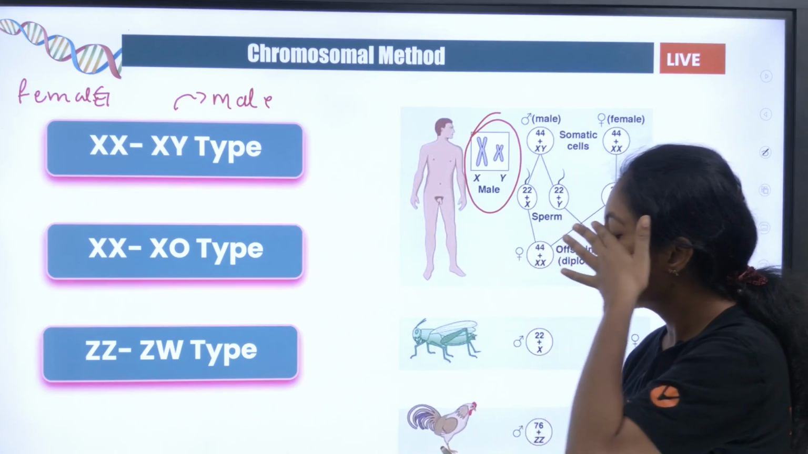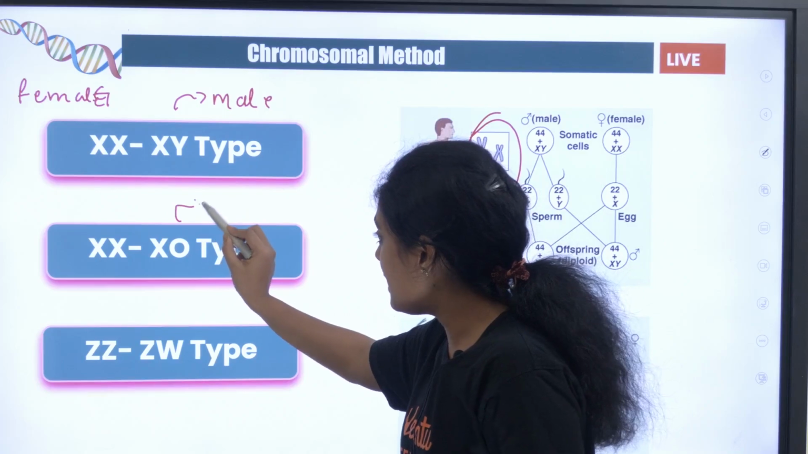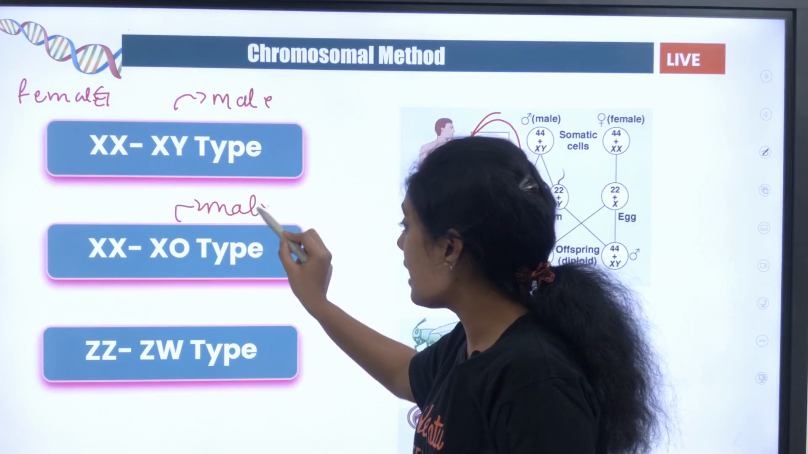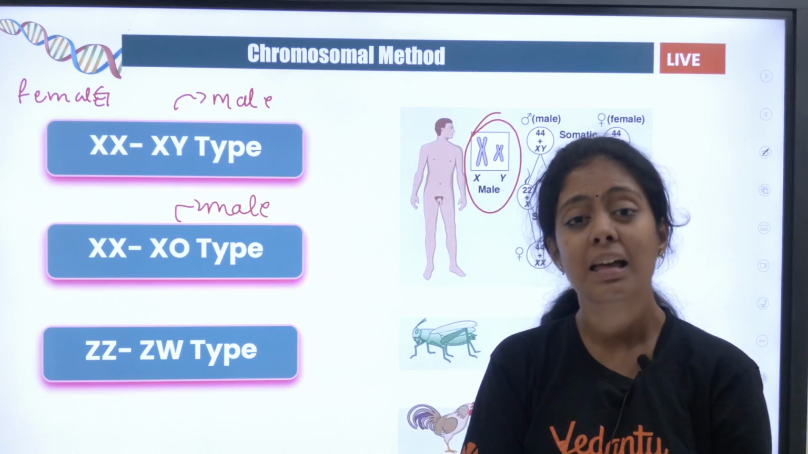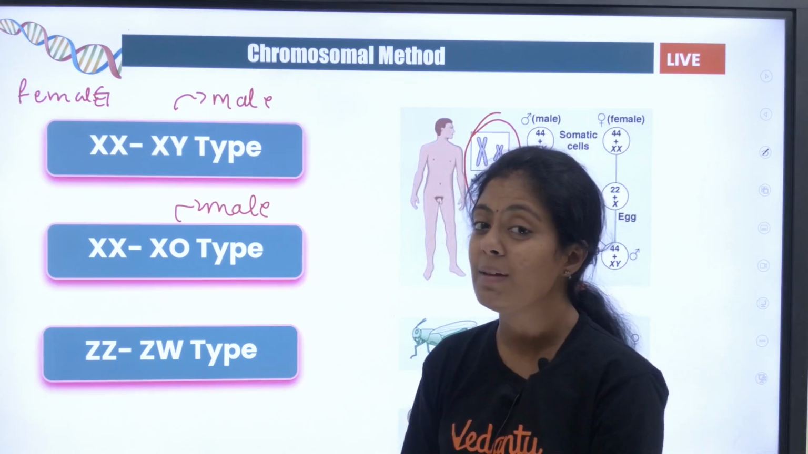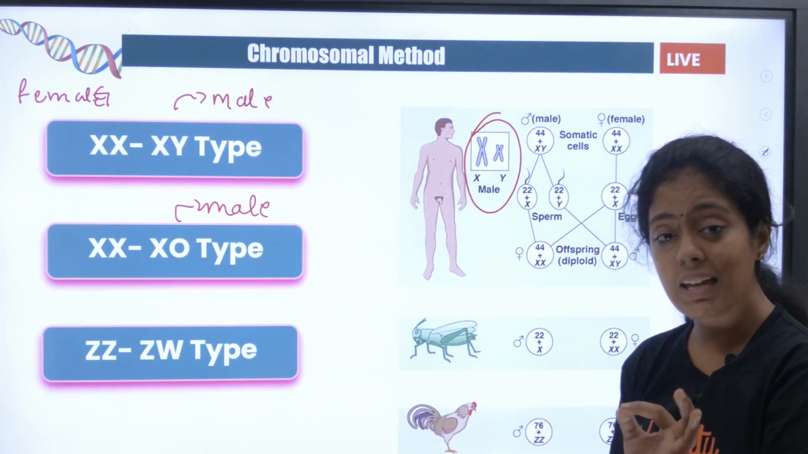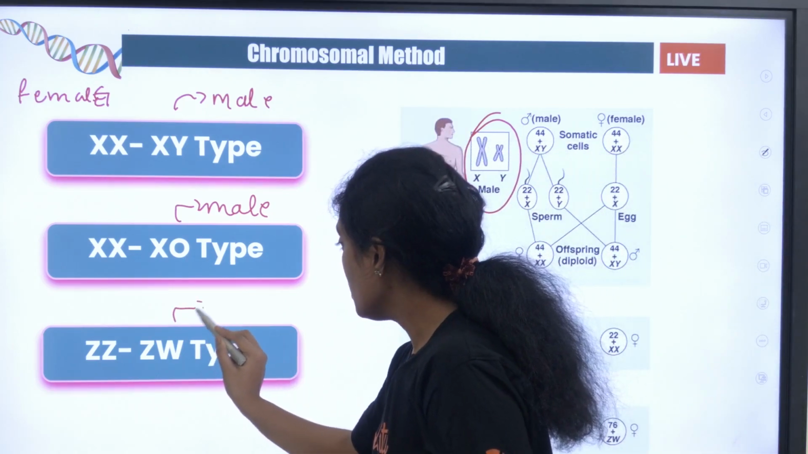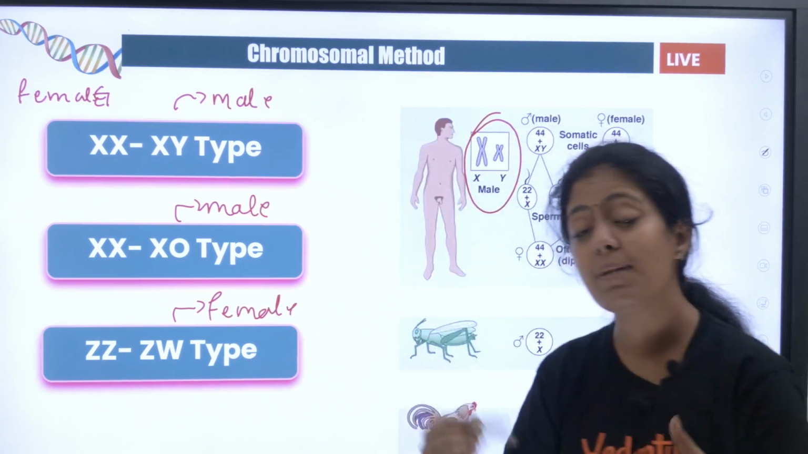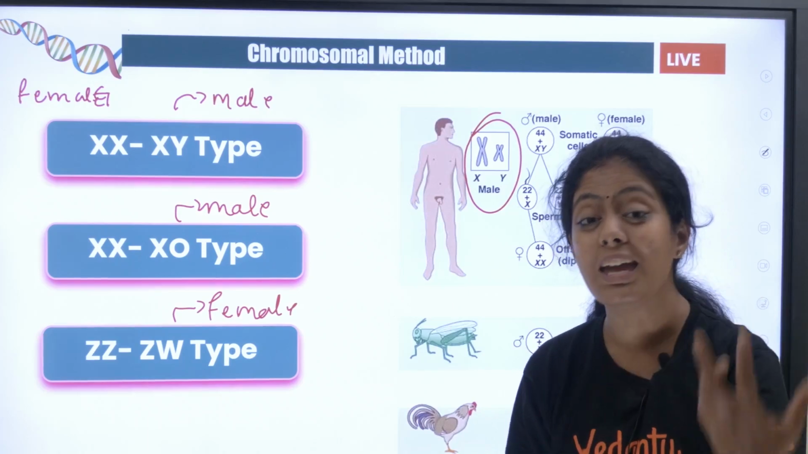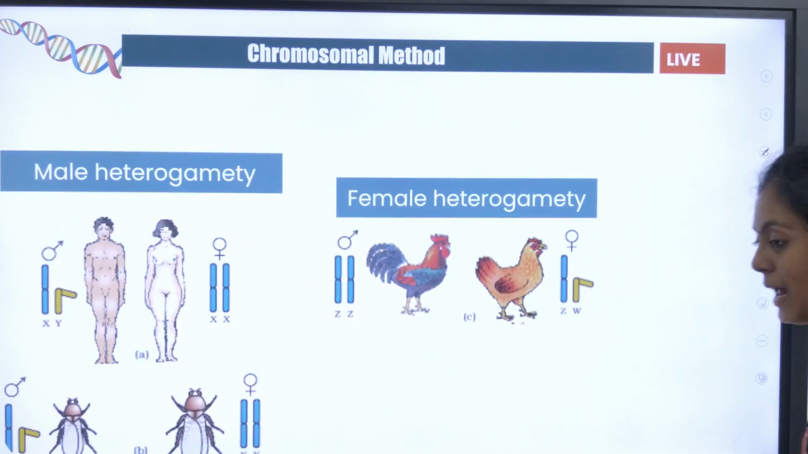Okay, next, what is XX-XO? The male is heterogametic, and there is only one X chromosome. If there is one X chromosome they are male, if there are 2 X chromosomes they are female. Okay, then you have ZW type. Here ZW is your female. So in this case the female is heterogametic, the male is homogametic. Okay, you can study all three very clearly.